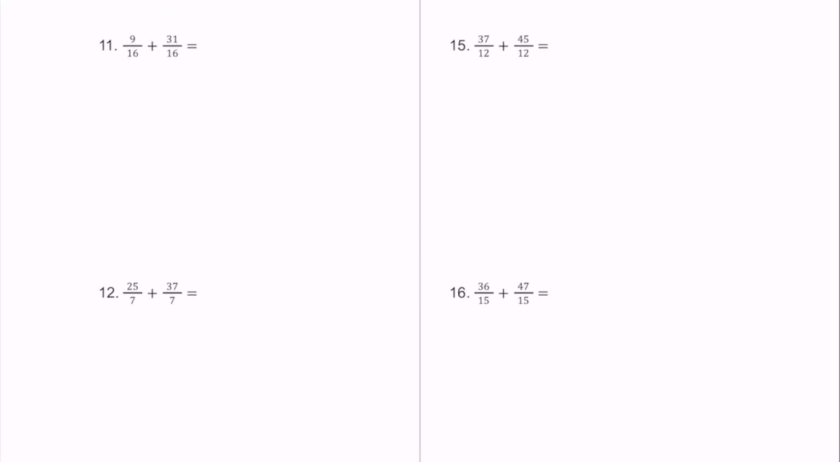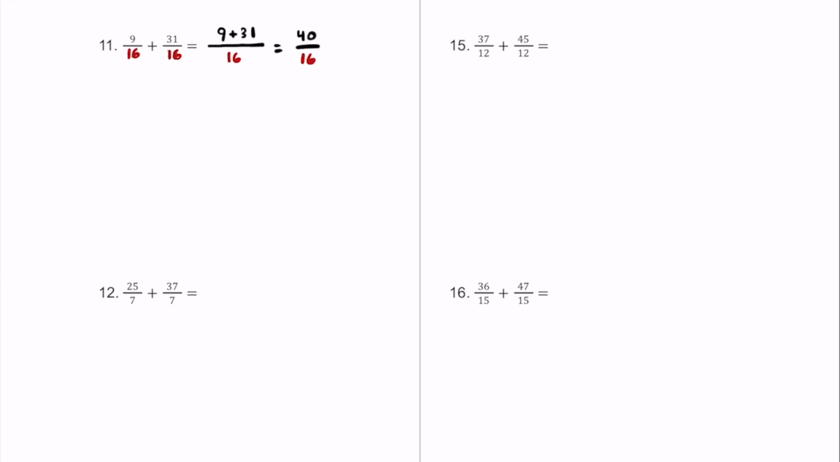For number 11, we have 9/16. So our denominator is 16ths here, and we're adding 31/16. Let's go ahead and add these together because they have common denominators. Okay, we're going to put 16 down here, and we're going to have 9 plus 31 on top. 9 plus 31, that's going to be 40. So it's going to be 40 over the 16.